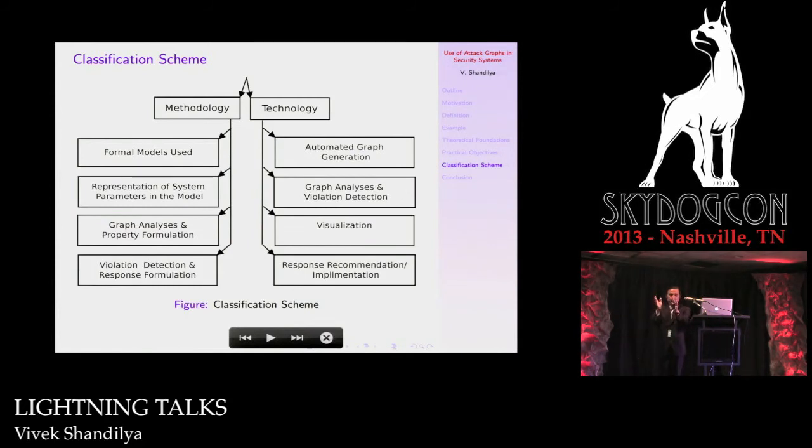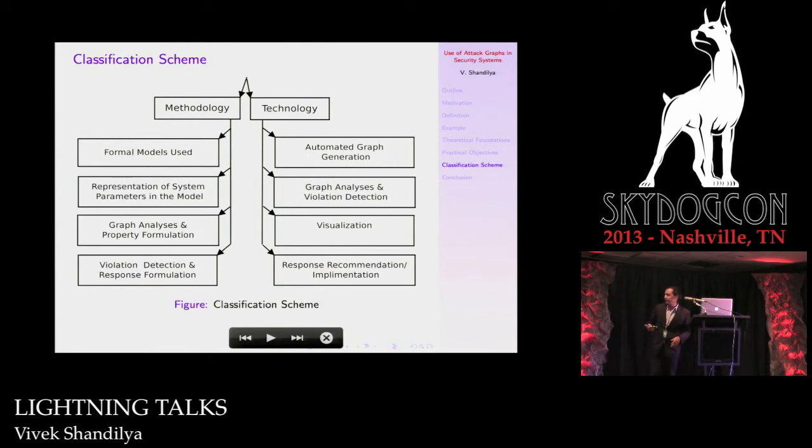Most of them were making contributions in either the methodology or the technology. In that, we are looking at the formal model used. Basically, it has to be a Büchi automaton, but they adapt it in such a way that they address some feature and some special attribute. Then the representation of the system parameters used, and the graph analysis and the property formulation, because there have been very different ways of formulating the properties, and that formulation decides what you can identify and what kind of violations you can detect. And then, of course, in the end, how do you formulate the response?